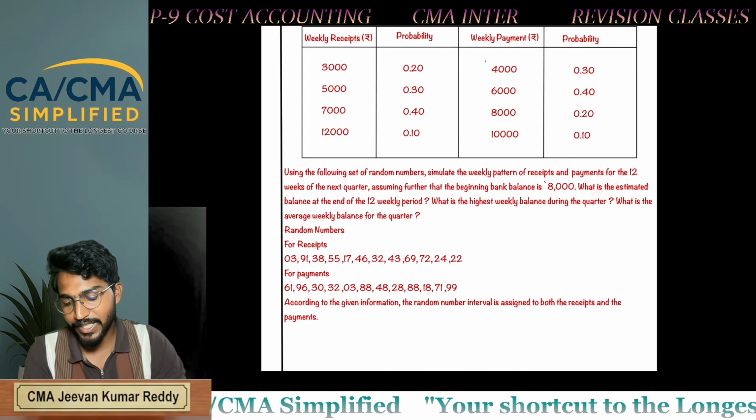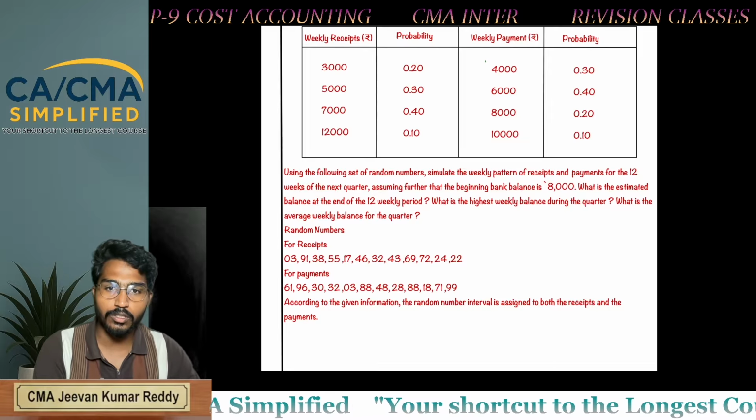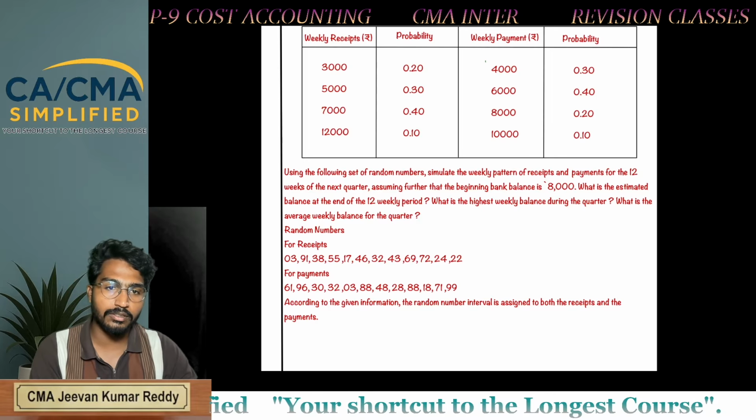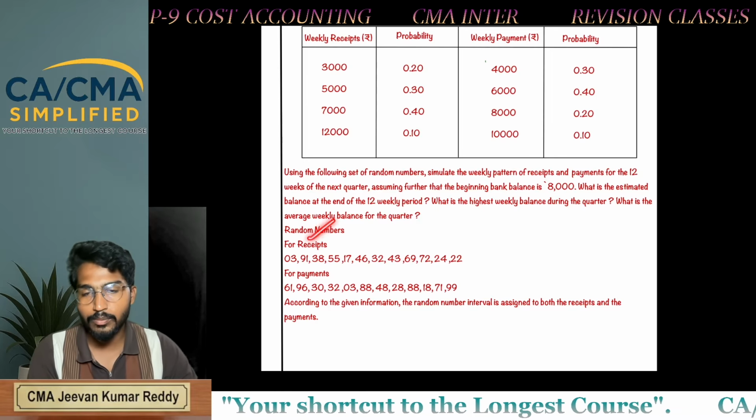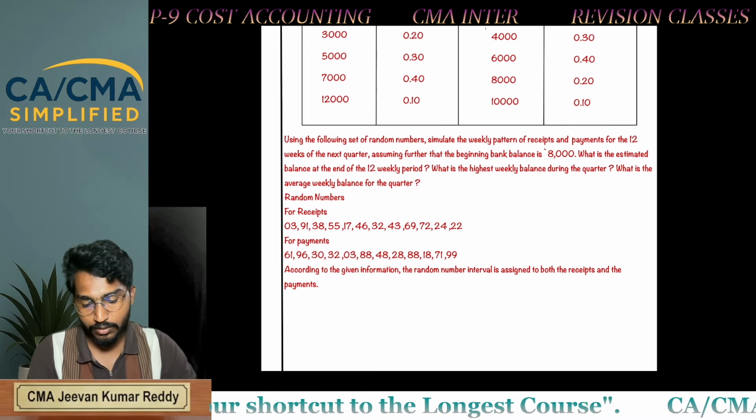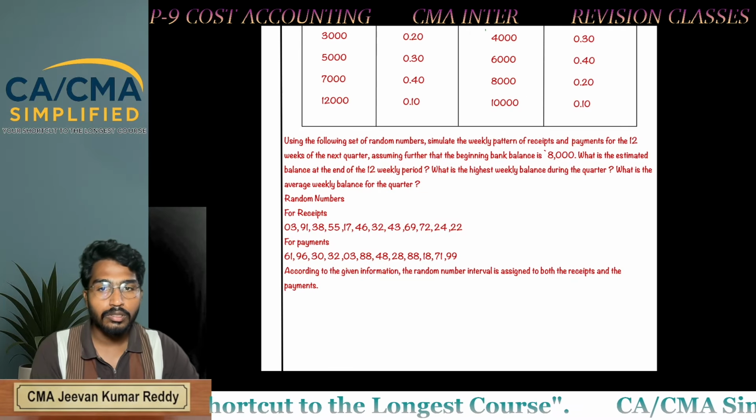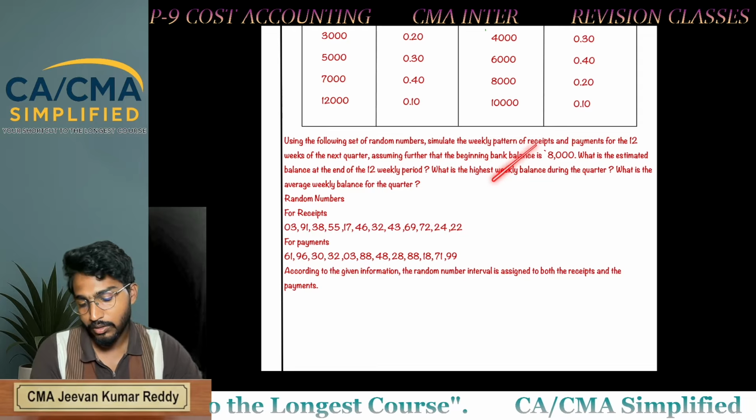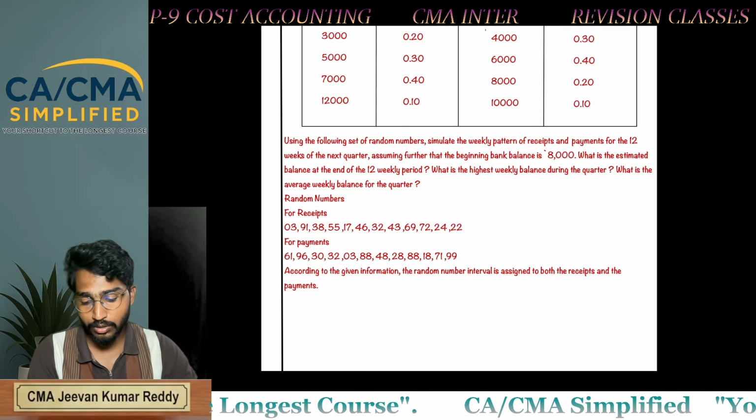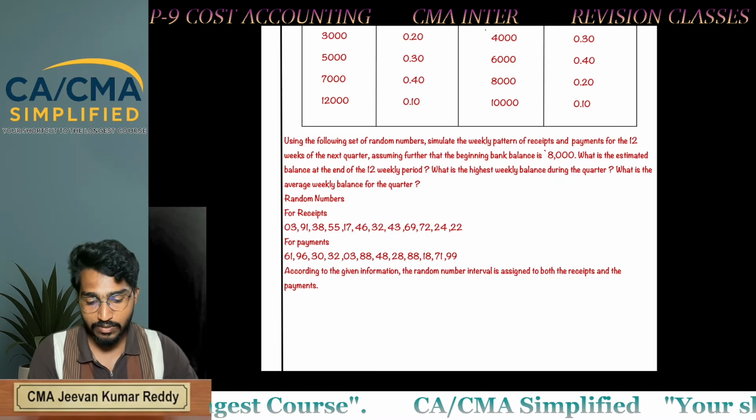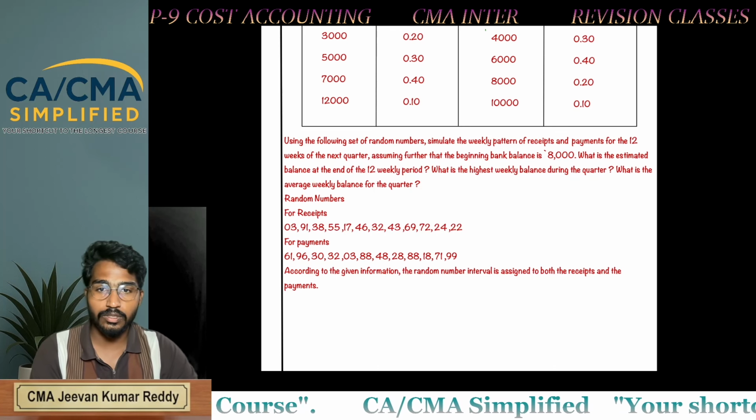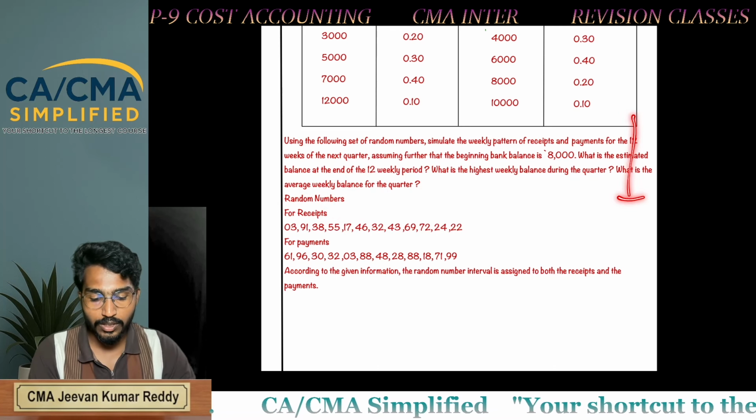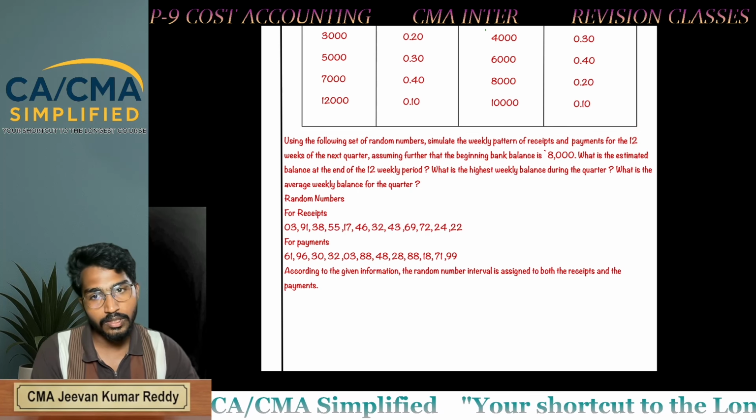Next, what is the estimated balance at the end of the 12 weeks period? After completion of 12 weeks, what is the estimated bank balance, what is the highest weekly balance during the quarter and what is the average weekly balance for the quarter? So we need to calculate, after 12 weeks, the bank balance and the highest weekly balance among these 12 weeks, as well as the average weekly balance for the quarter. So how will you get the average weekly balance? Total weekly balance divided by the number of weeks, that is 12.